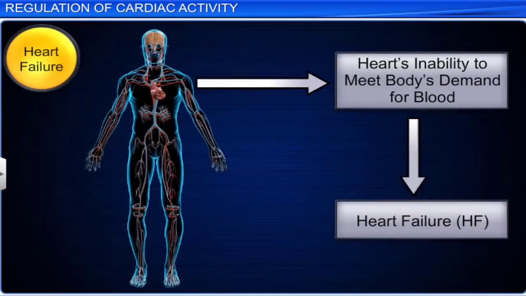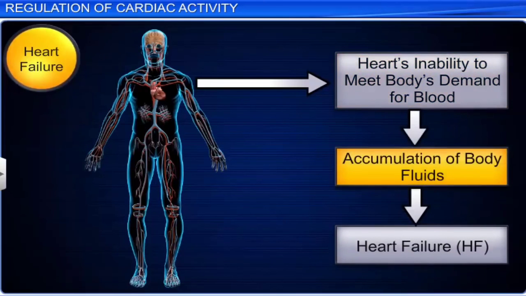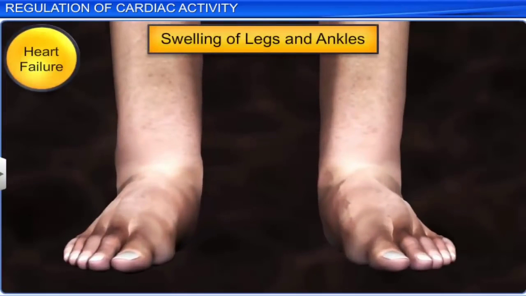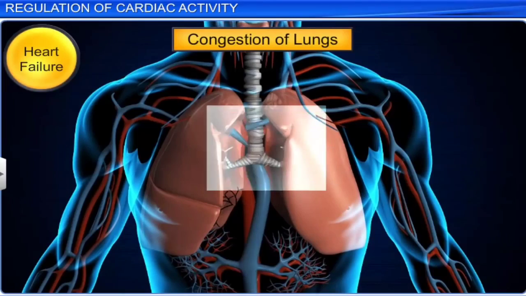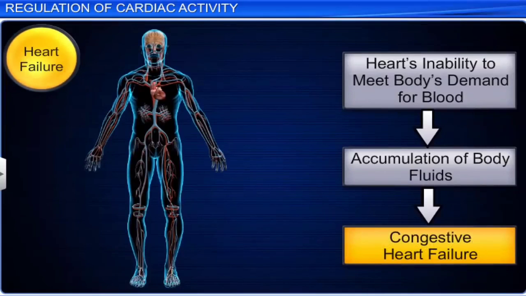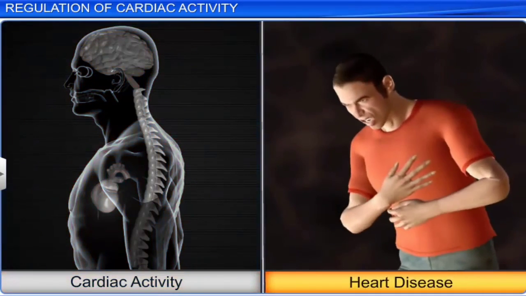In contrast to cardiac arrest, heart failure or HF is caused due to the inability of the heart to pump enough blood to meet the body's demands. This can result in the accumulation of body fluids, often leading to swelling of the legs and ankles, and also congestion of the lungs. Hence it is called congestive heart failure. Thus, cardiac activity is well regulated, and any deviation from normal activity may lead to heart diseases.